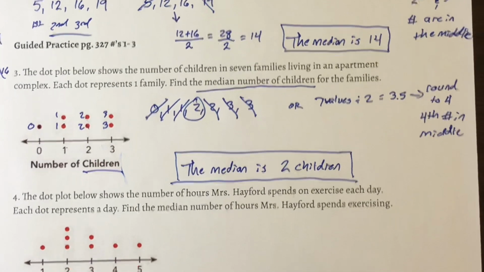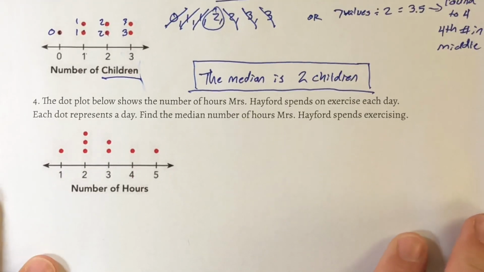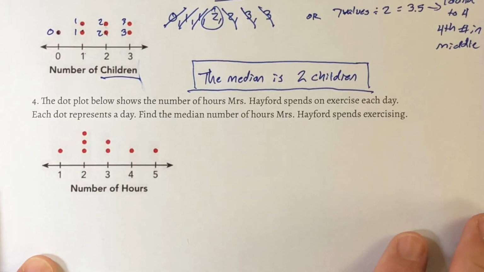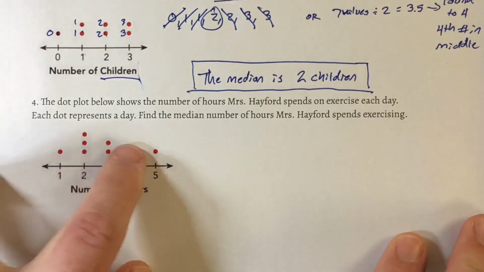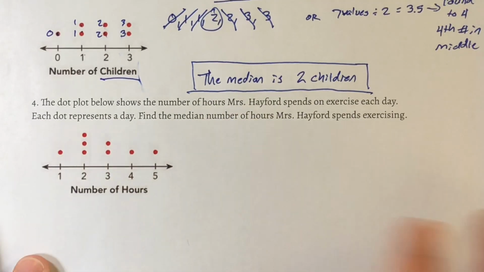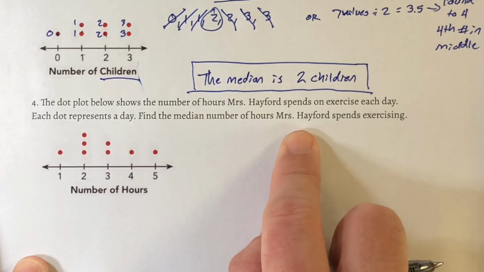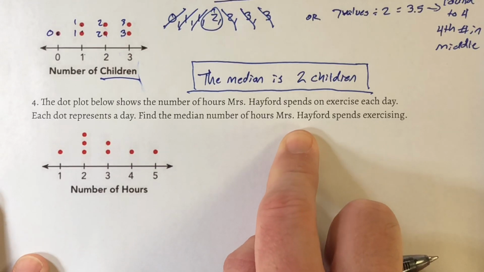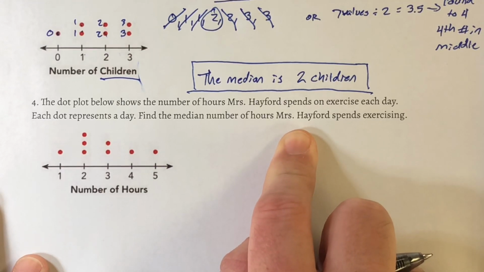All right, next example. 4. The dot plot below shows the number of hours Mrs. Hayford spends on exercise each day. Each dot represents a day. So 1, 2, 3, 4, 5, 6, 7, 8 days of exercise. Find the median number of hours Mrs. Hayford spends exercising. So again, we are summarizing.